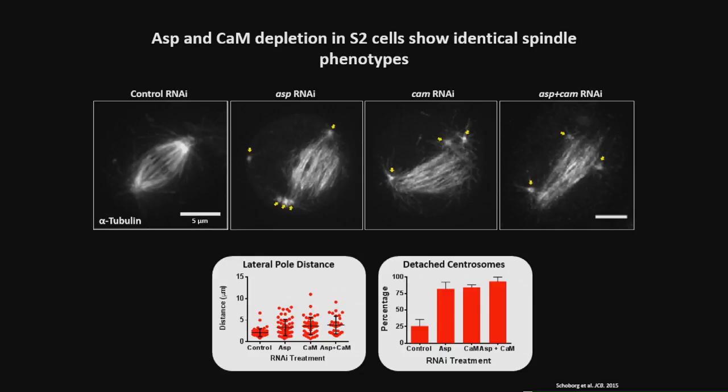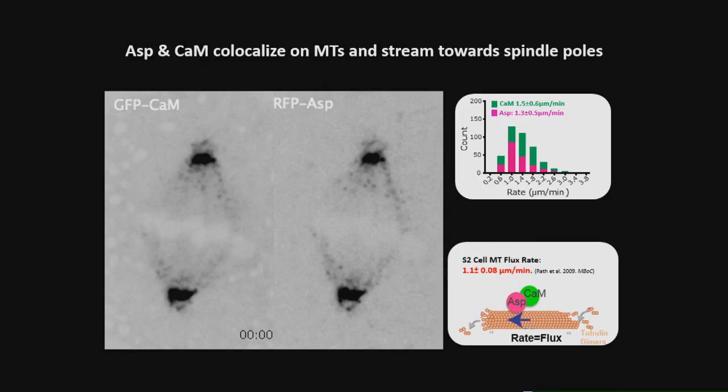This tells us that these two proteins likely function as part of a complex. In data that I'm not showing you here today, we do have yeast two-hybrid analysis showing that Asp and CaM do interact with each other directly. In addition to that, we are also able to use live imaging to reveal some pretty interesting dynamics for these two proteins. This is an S2 cell that's in metaphase. It's expressing both tagged versions of CaM and Asp.